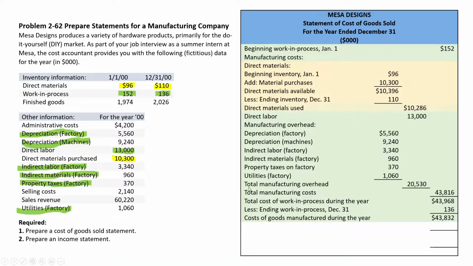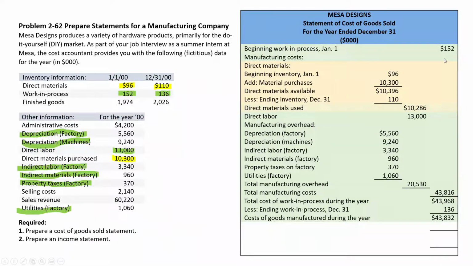So again, lots of numbers that I added to the page. Once I add up all the manufacturing overhead costs, that is $20,530. I add that to my other manufacturing costs of direct materials of $10,286 and direct labor of $13,000, and I get total manufacturing costs just added into work in process of $43,816.